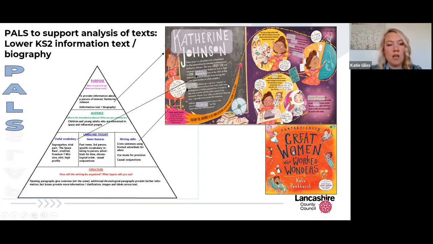further information. We also have some fact boxes. Okay, we have some fact boxes that provide more information and clarification. So we've got the space race here, and then we've got this fact box that gives you a little bit more information about what the space race was. And then we've also got images to support our understanding of the text. And we've also got labels as well and speech bubbles that provide some extra information. So therefore, we have completed and analysed that text type using our PALS grid.